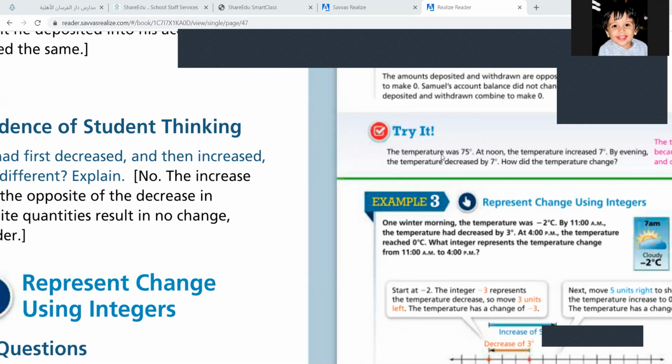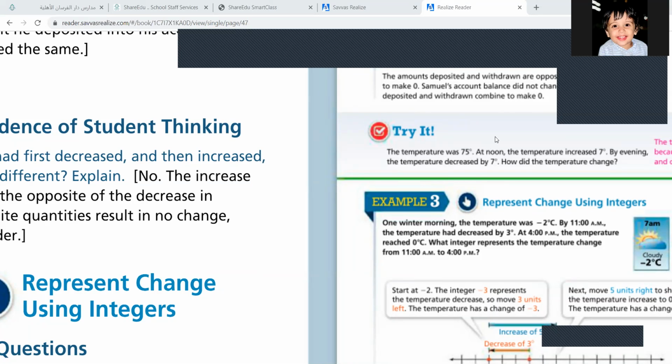The temperature was 75 at noon. The temperature increased by 7. So what is it? It was 75 degrees, and then you add 7. Why do you add 7? Because they say increased by, and this is a positive sign. So your answer is 82 degrees.